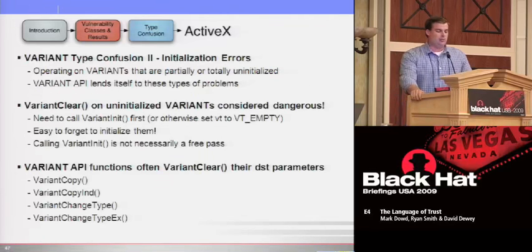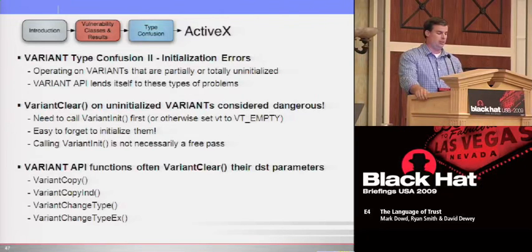The second type of type confusion that we're going to talk about is initialization errors. Basically, this occurs when you start operating on a variant that has not been fully initialized. This is tantamount to operating on an object where its constructor was never called. So you can think of variants and objects to be very similar. An object requires a constructor. Variants require initialization.